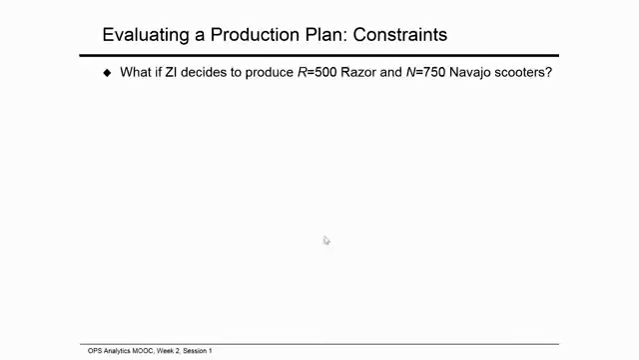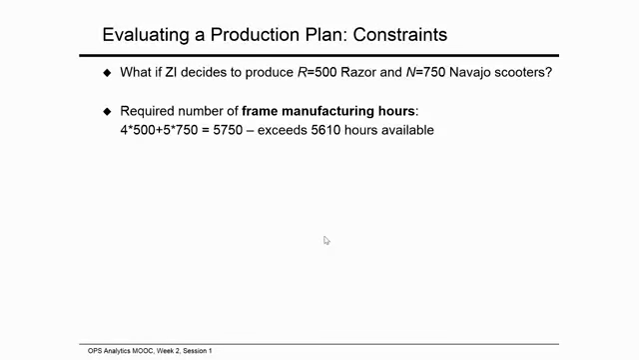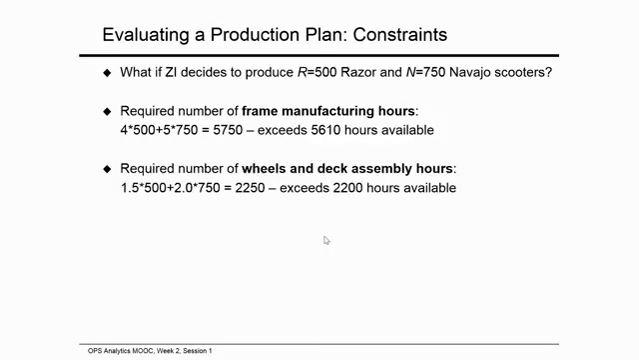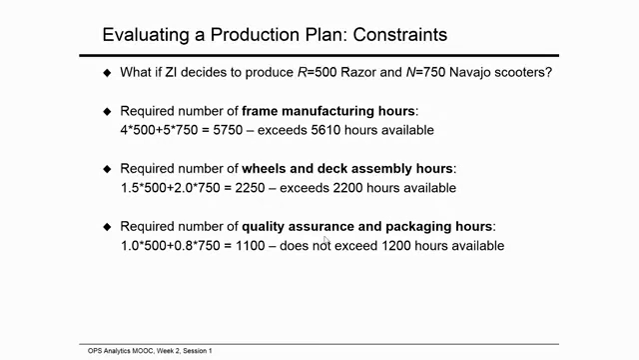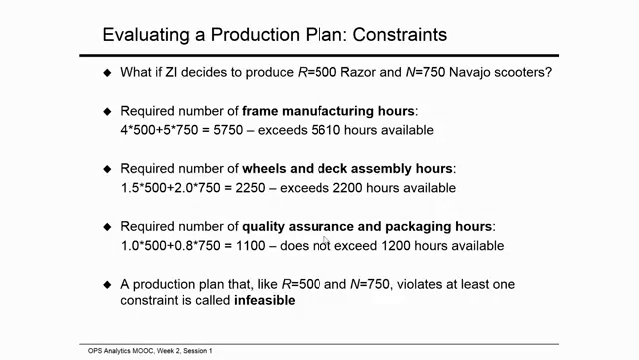What if Zuter decides to produce 500 Razor scooters and bump up the production of Navajo scooters to 750 units? Well, this production plan requires more frame manufacturing hours than Zuter has, and more wheels and deck assembly hours than Zuter has. It is still within the limit on the number of QA and packaging hours, 1,100 required as compared to 1,200 available, but we still cannot implement it because of what it requires from other resources. We call such a solution infeasible. Note that for a solution to be infeasible, it does not have to violate all constraints. Even violating one is enough.